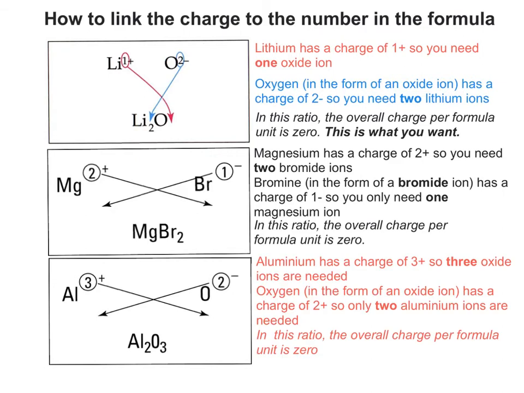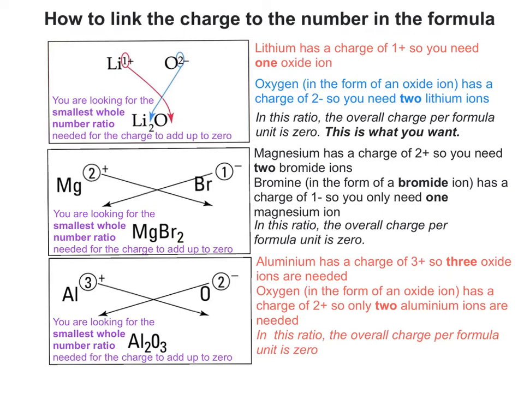And it's the same story again for aluminium oxide. So aluminium has a charge of 3+, so 3 oxide ions are needed. Oxygen in the form of an oxide ion has a charge of 2-, so only 2 aluminium ions are needed, meaning that in this ratio the overall charge per formula unit is 0 yet again. So every time what you've got to check to yourself is, have you got the smallest whole number ratio needed for the charge of the whole formula unit to add up to 0.